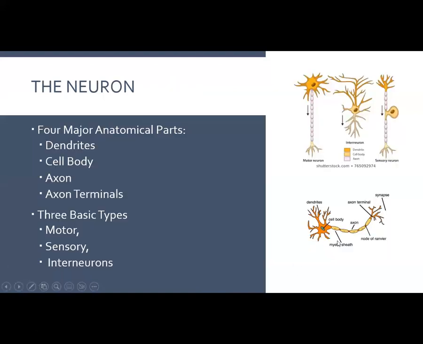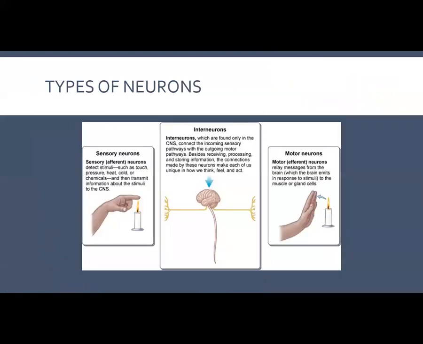And then this right here is the myelin sheath, what we're talking about when we talk about gray versus white matter. So the types of neurons we have are sensory neurons, interneurons, and motor neurons. Your sensory neurons detect stimuli, such as touch, pressure, heat, cold, or chemicals, and then transmit information about the stimuli to the CNS. So what I like about this is they show the fire touching the finger, and then that information is sent from finger all the way to the brain.